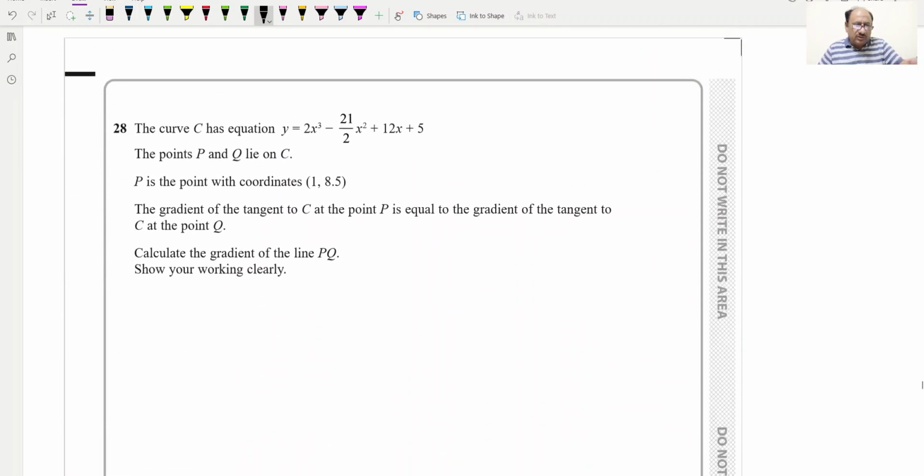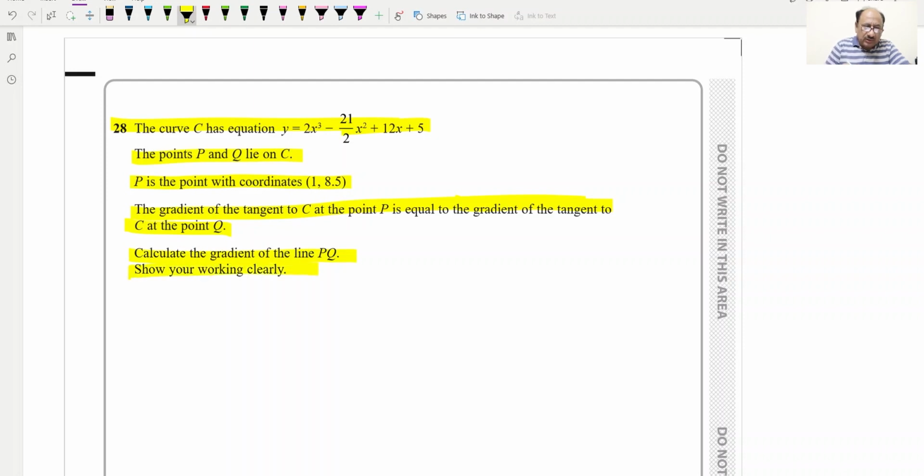Question 28 says the curve C has equation y is equal to 2x cubed. This equation is given. The points P and Q lie on C. P is the point with coordinates 1 and this one, and the gradient of the tangent to C at point P is equal to the gradient of the tangent to C at point Q. Calculate the gradient of line PQ, and show your working clearly.